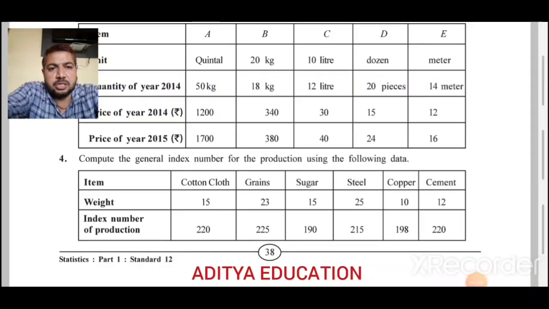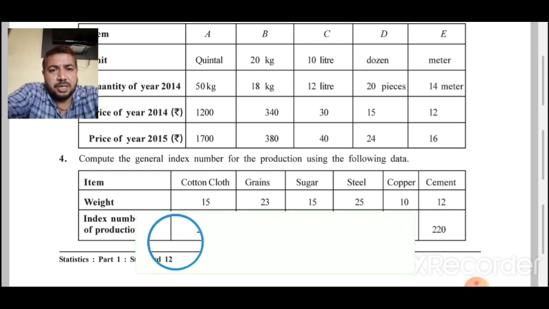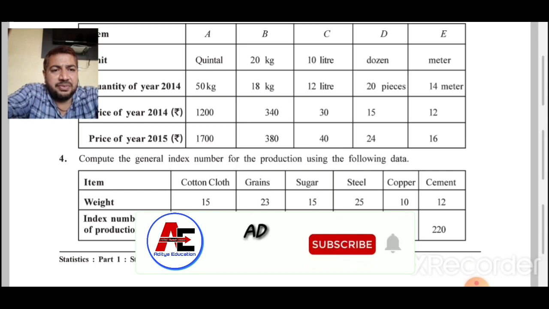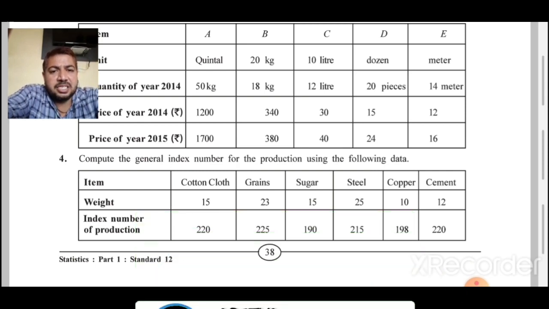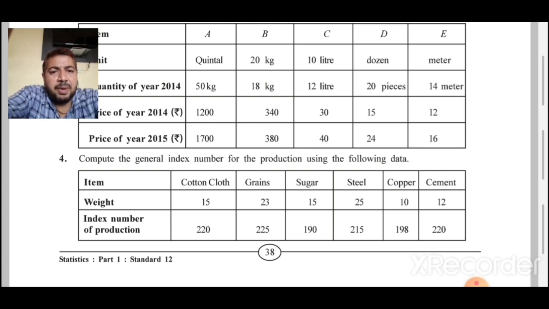Sum number 4 you can solve in homework because this is a very simple sum. You can see items are given, then weight is given, means W is directly given, and the index number of production is also directly given. So you just have to apply sigma IW upon sigma W. So you can solve this sum.